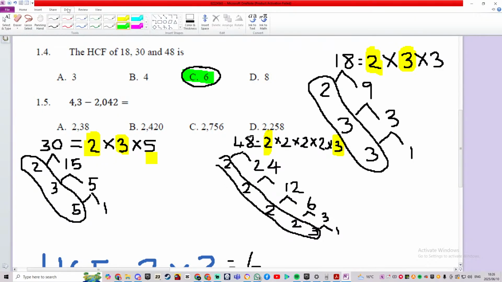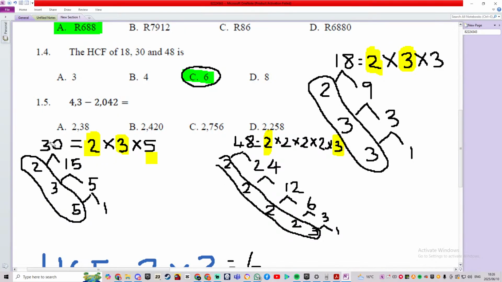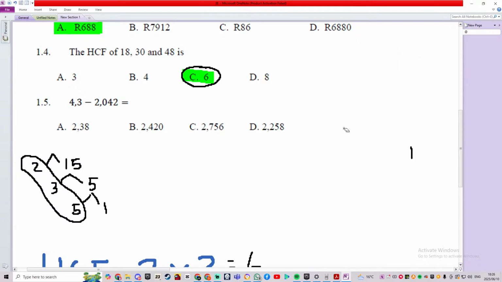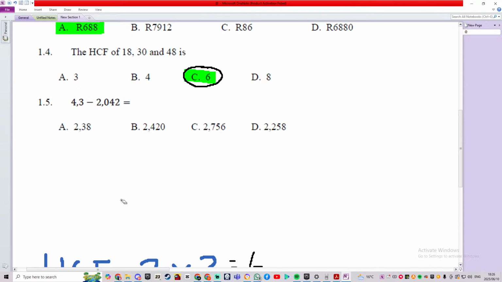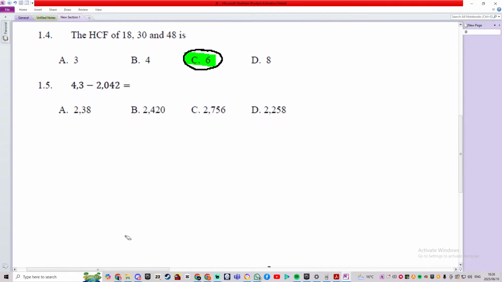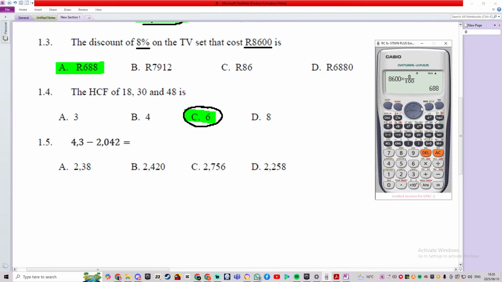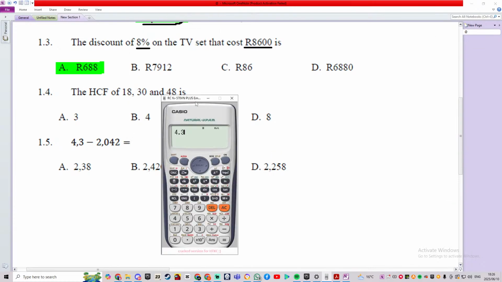Let's go to the next question. Check my eraser, guys. Right, this one is multiple choice. You don't have to show any working out. So I'm just going to put that into a calculator to show you. If you have a multiple choice question, guys, do not waste time doing it manually.